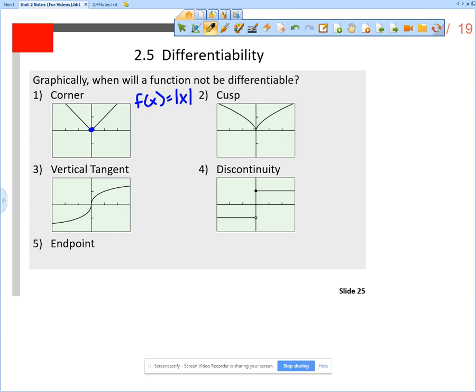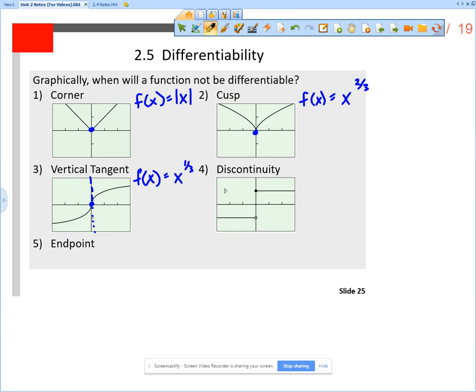A cusp looks very similar, kind of a sharp turn, but the difference is that these derivatives are approaching an infinite value, whereas with a corner point, they are finite values. They just happen to be different. Now this function here is actually f of x equals x to the 2/3 power, so we'll talk a little bit more about that. The next one, vertical tangent. Now there is not a sharp turn, but the tangent line is vertical, meaning its slope is undefined. This function is actually f of x equals x to the 1/3 power, or the cube root of x.